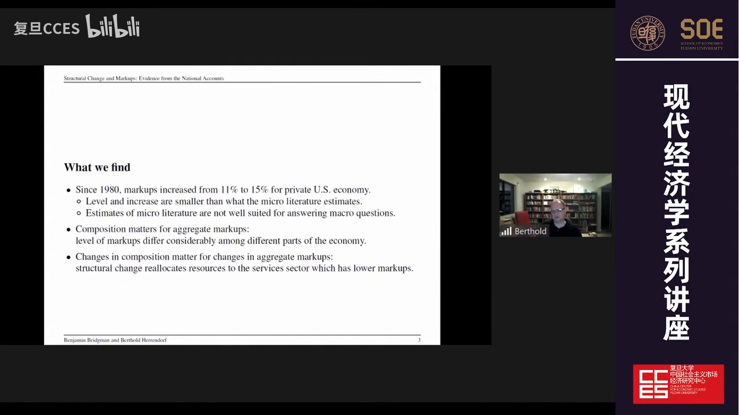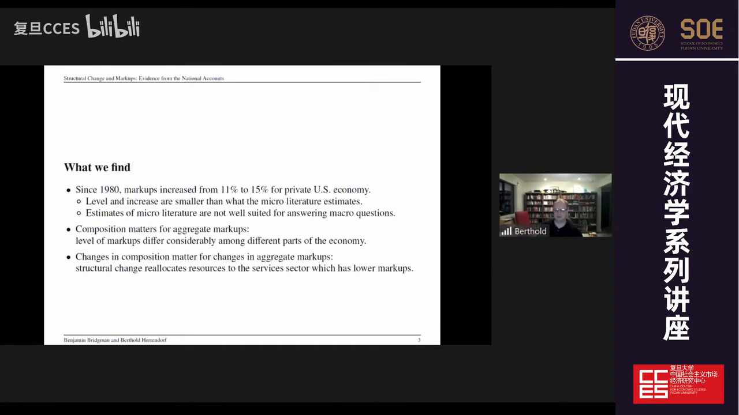We show that composition matters a lot for aggregate markup. In particular, the level of the markup differs considerably among different parts of the economy. One way I will illustrate that is by just leaving different parts of the economy out. I take real estate out, or I take real estate and finance out, and you see very big differences when you do that. A second way I will explain that is to show that changes in the composition matter for changes in aggregate markups, and there the structural change trick comes in.